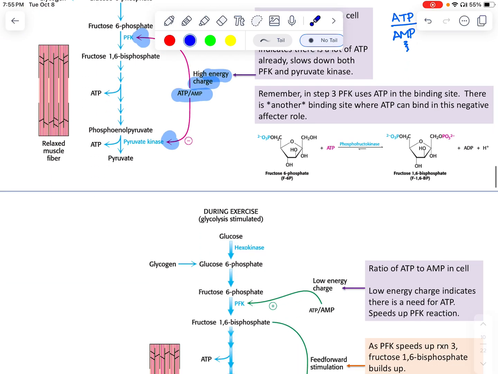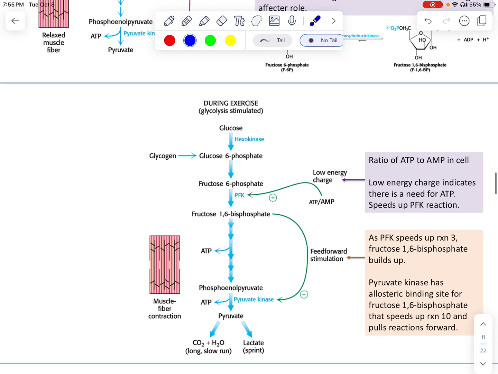Okay, let's take a look at what happens during exercise. Let's start with the purple one. So again, we're going to look at that energy charge, the ratio of ATP to AMP. But now a low energy charge is what's going to be our signal. Low energy charge means, wow, there is not much ATP, and it's going to come in and it is going to speed up this reaction. That is a positive effector for the PFK.